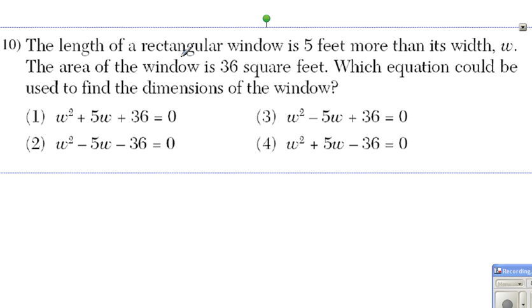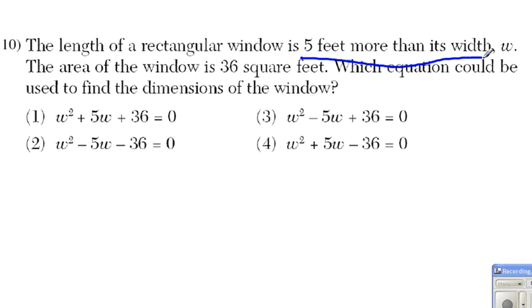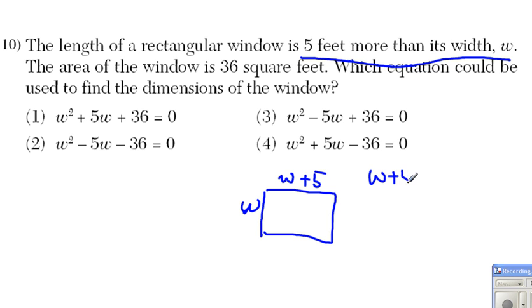Alright, so let's try looking at this one. A rectangular window, 5 feet more than its width w. So the length will be w plus 5, and the first one will be w, because that's the width itself. And then the area is 36. Then it simply means when we multiply those two, w plus 5 times w must be equal to 36. That's basically what they're looking for.